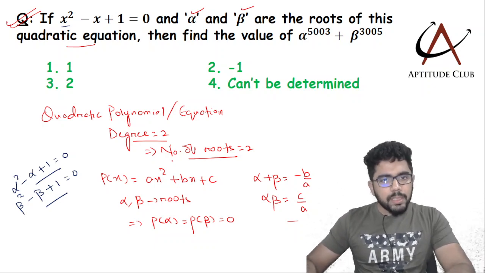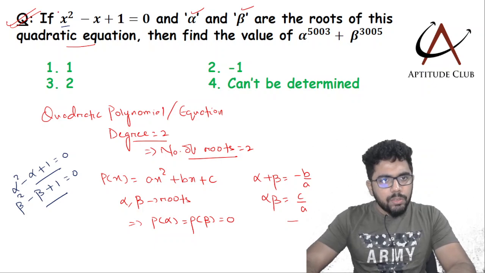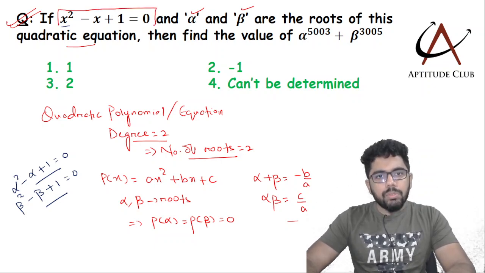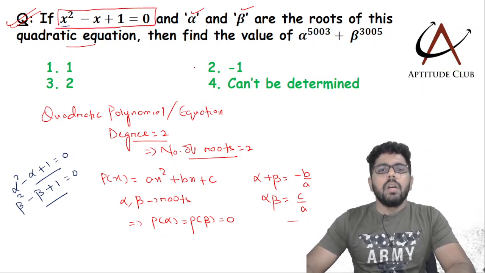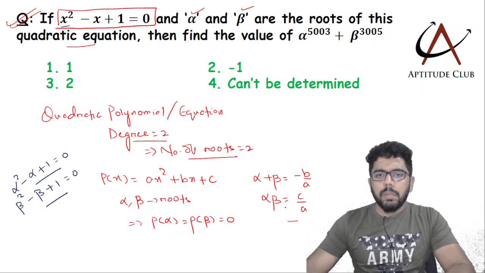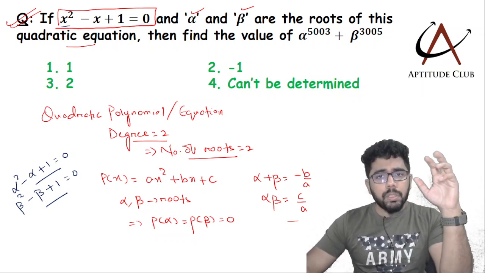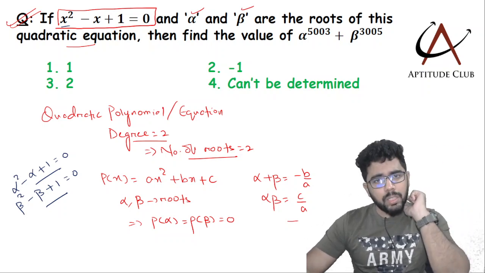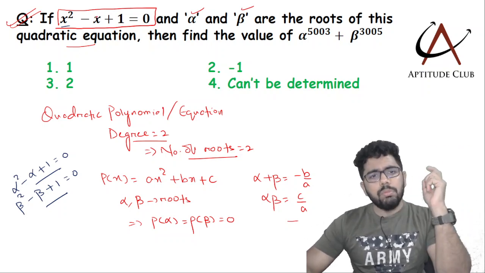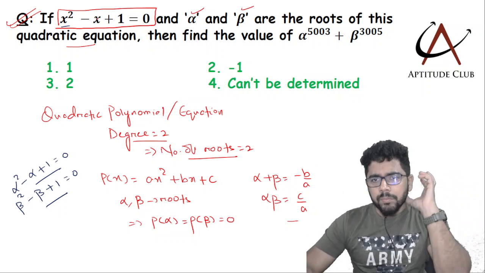Here we have x square minus x plus 1, and naturally we will be tempted to find the roots, and we know the relation of roots, minus b by a and c by a. We also know how to find the roots using that formula, minus b plus or minus square root of b square minus 4ac by 2a. But if you get that root, it will be an irrational number in this case.